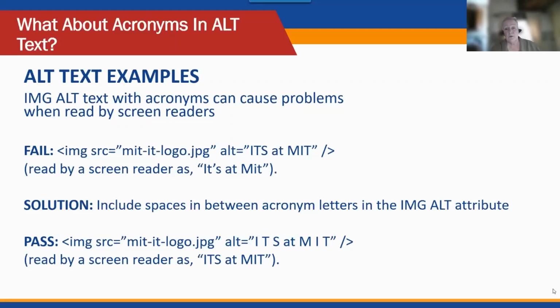Well, what happens is the screen reader is going to read it as "it's admit," which makes no sense at all. So if you have to use an acronym within your alt text, here's a solution. Put spaces in between the letters of your acronym so it'll read correctly. In this case, "I space T space S space at M space I space T" would be read as "ITS at MIT." So that's a way to accommodate acronyms so they're pronounced correctly by the screen readers.